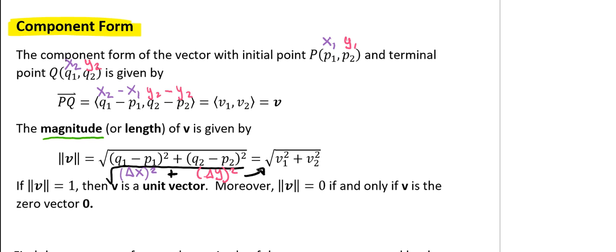So if the distance of v, if our magnitude of v equals 1, then we say that v is a unit vector. Okay, so when our magnitude is 1, v is a unit vector. And if you have that the magnitude of v is 0, that can only happen if v is the zero vector that we were talking about a little bit earlier, okay? So that's going to tell you a little bit more about standard position, about the zero vector, and about component form.